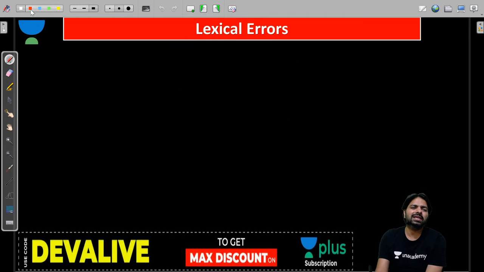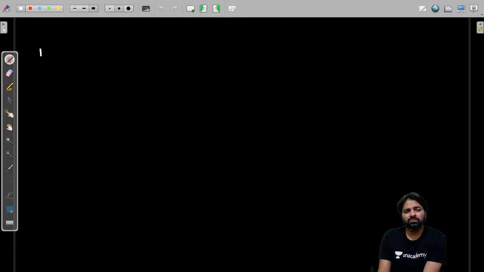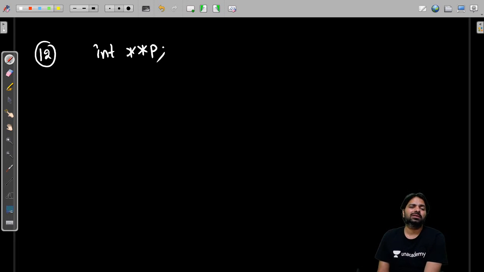Now let's go for lexical errors. You are able to compute the tokens. Let me compute one or two, as somebody is asking about array and pointer. So let me go for the pointer. How many tokens do we have here?